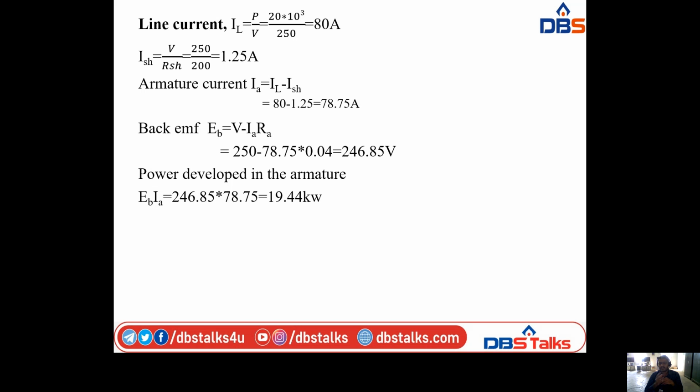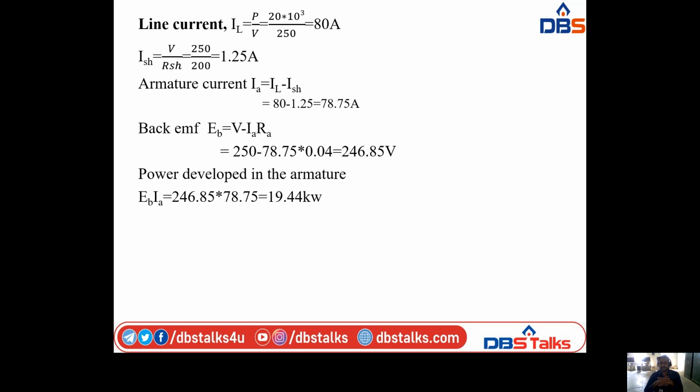And finally we have to calculate the back EMF, that is EB is equal to V minus IA RA. Here the voltage is 250 minus the armature current 78.75 into the armature resistance 0.04, and finally we have the back EMF, 246.85 volts. And then we have to calculate the power developed in the armature. This is for the first case, that means the machine is running as a motor.